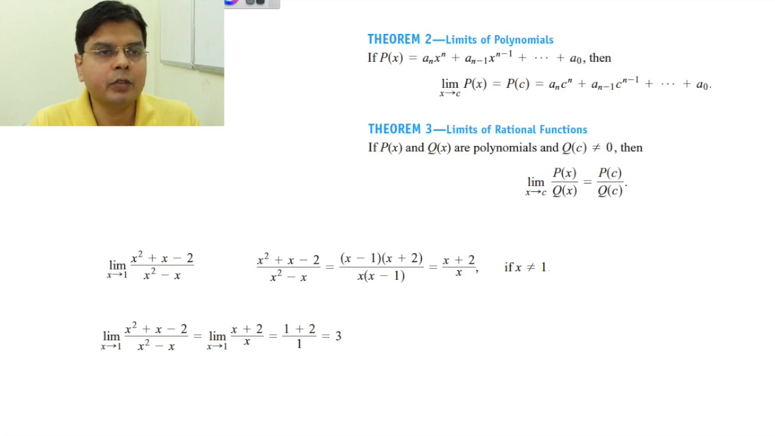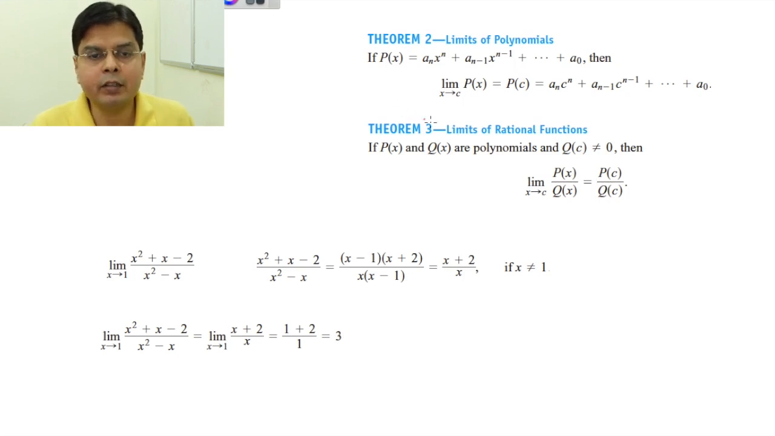Another theorem is for the limit of polynomials. If I have been given a polynomial p(x), then the limit of this polynomial as x tends to c will be simply, you substitute c for all x. So you get a_n c to the power n plus a_(n minus 1) c to the power n minus 1, similarly like this. So these are very simple limits of polynomials.